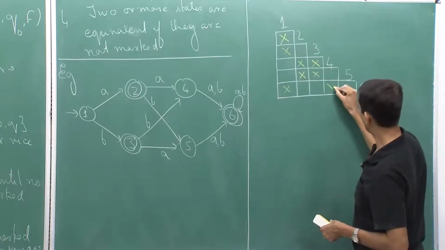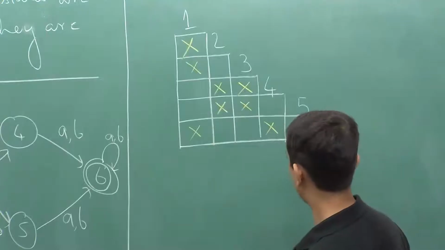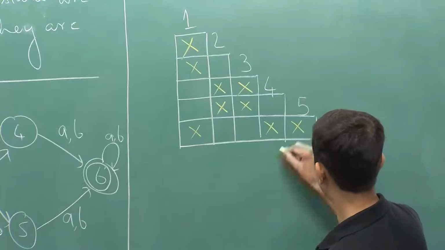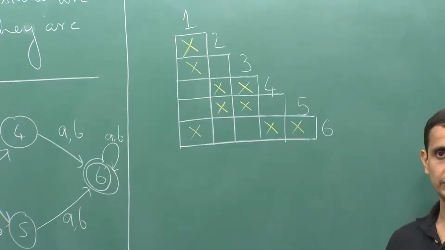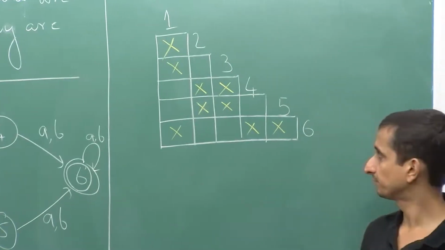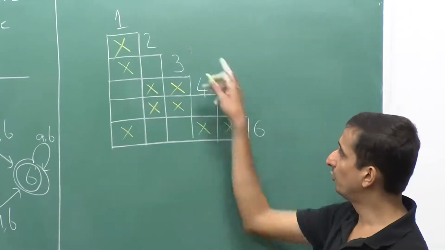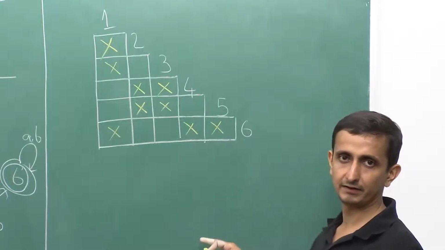I will mark 4 comma 6 which is an accept state. One is accept and the other is not accept, and I will mark 5 comma 6. So, this is round 1. Okay. In the second round, again we will go over all the unmarked pairs.